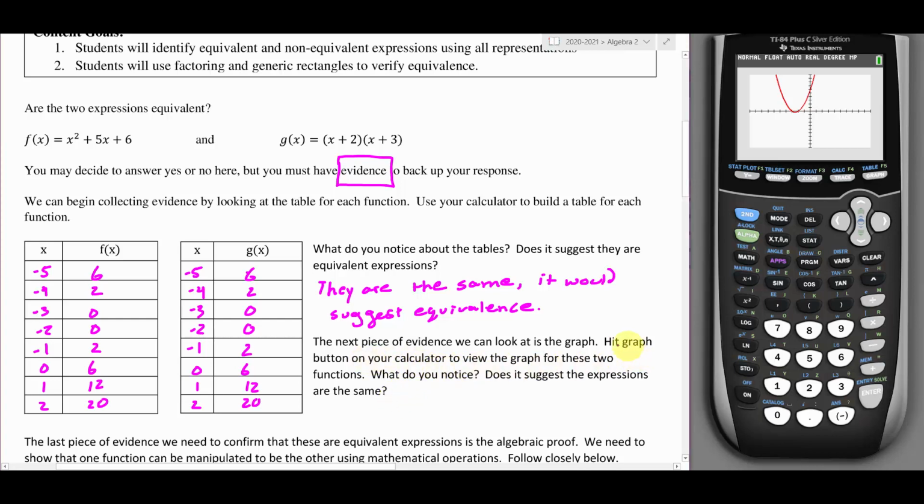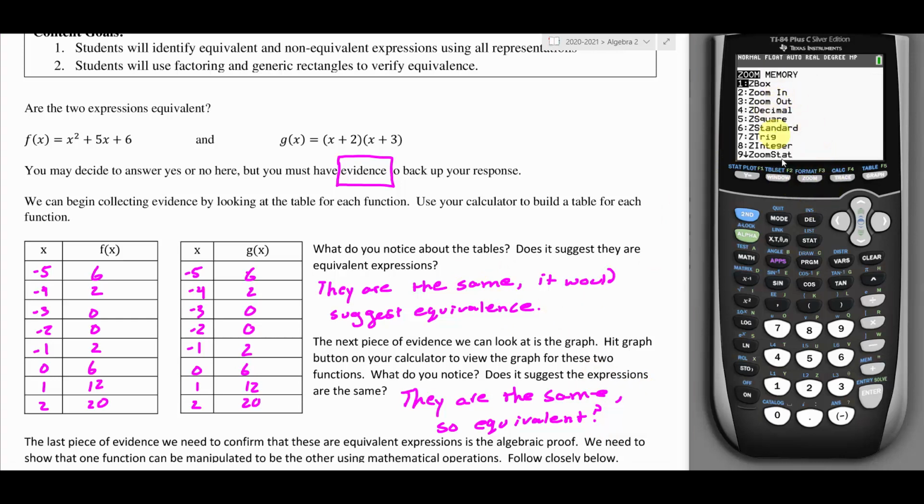So it says hit graph button. What do you notice? Notice that they were the same again. So equivalent, right? And I'm still going to put a question mark on that. And it's for the same reason that we say suggest for the tables. It's just because we can't see the entire graph.